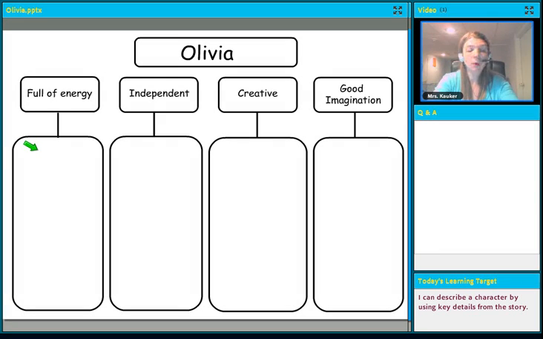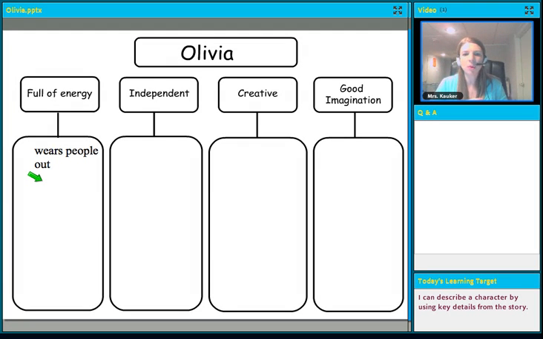So I'm going to put she wears people out. I'm going to make my words smaller. I'm not going to fit it all here. Let's try that again. She wears people out. Very good. That is one piece of textual evidence that tells that Olivia is full of energy.